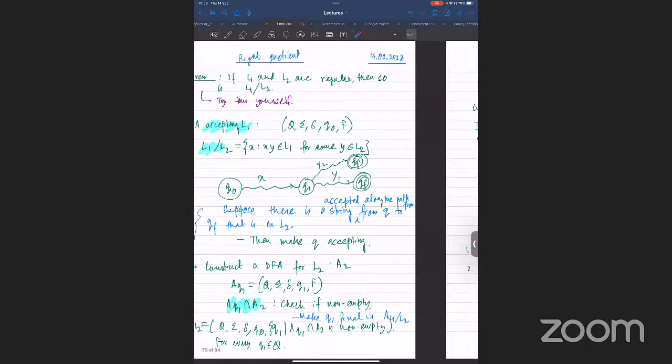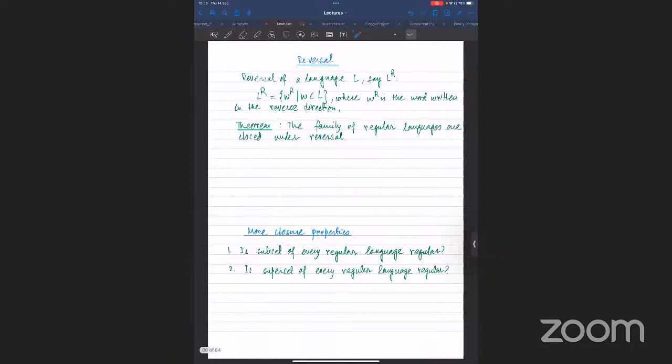Now, let's consider the reversal of a language. What is the reversal of a language? The reversal of a language L is denoted by L superscript R. You consider the words w in L and reverse the words. So we call it w^R, where w^R is the word written in the reverse direction. For example, if w equals abb, then w^R equals bba, correct?